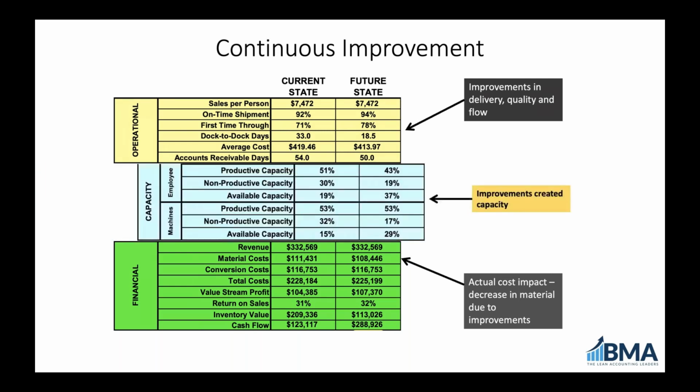You can also see the improvements in capacity. Most continuous improvement events create capacity, and you can measure that. And now you have information about the improvement event, and then this information can also be used later on in decision making in terms of how do we use this capacity.